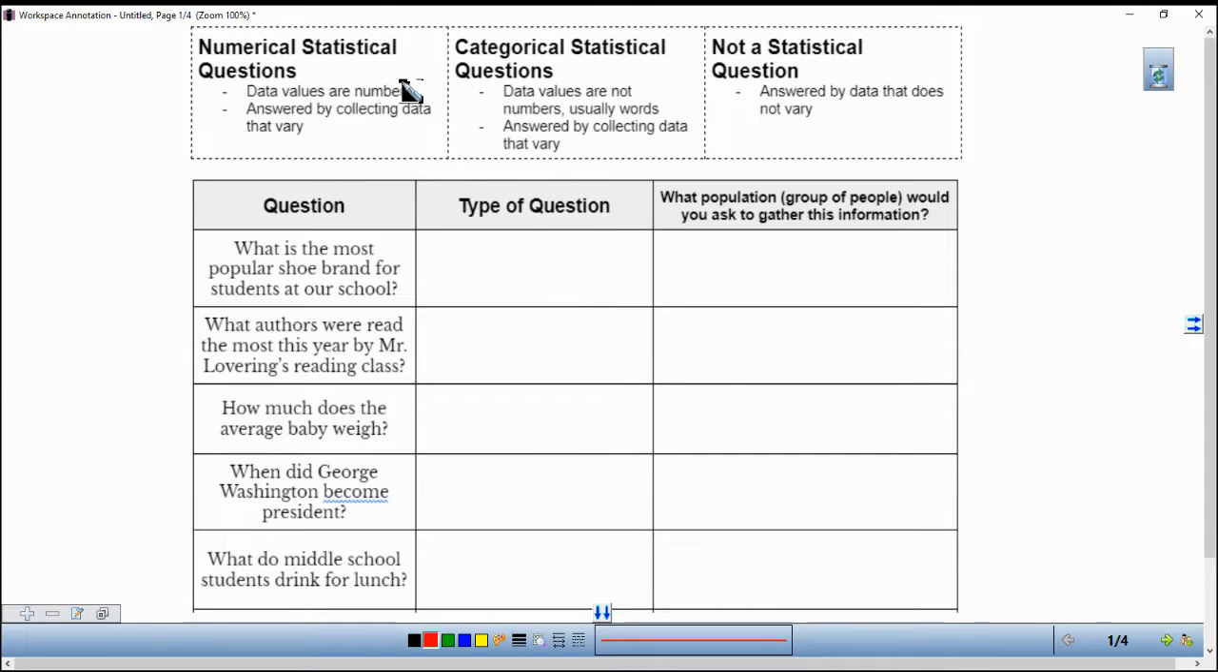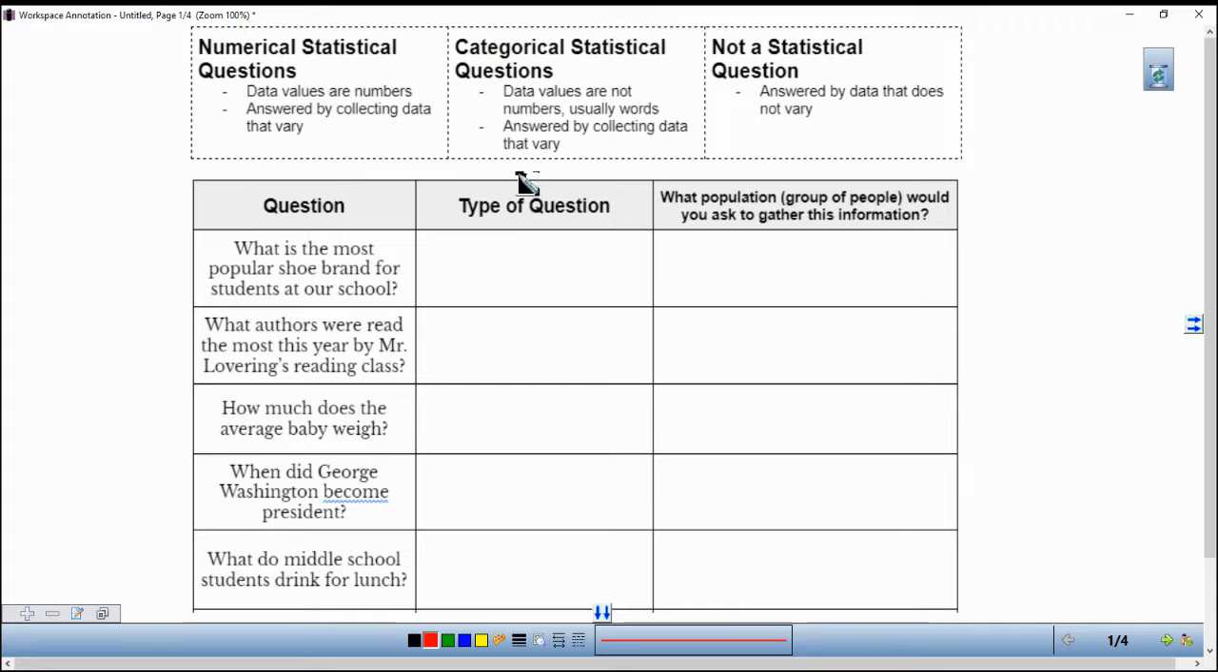So there's two types of statistical questions. One's called numerical statistical questions. This is when you have to gather numbers or data values that are numbers to help you answer your question. You also have to answer this question by collecting a variety of data. So if you only have to ask one person to get the answer, it's probably not a statistical question.